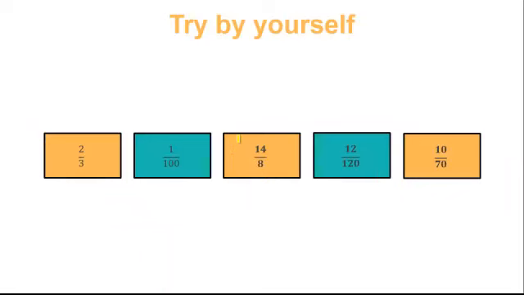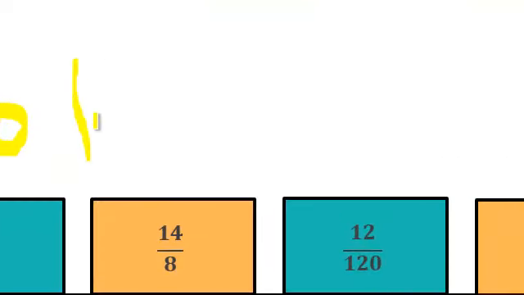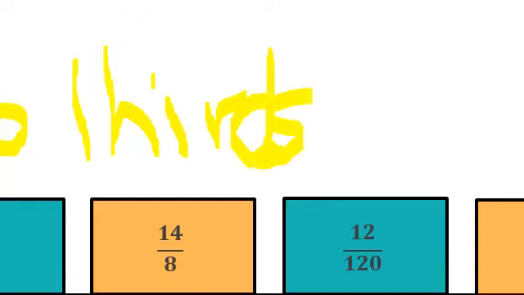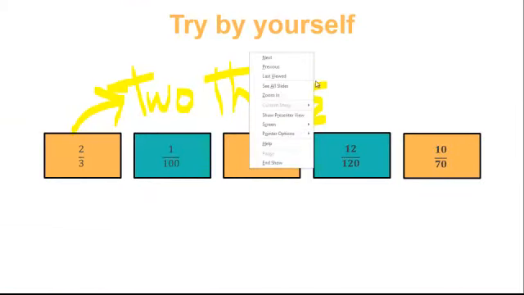Is it hard or easy? Okay, now you will try by yourself to first differentiate the numerator and denominator of each of the following fractions, then to read it or write it. Okay, I'll help you to get the first one. The first one, 2 thirds. And this is because it's plural.